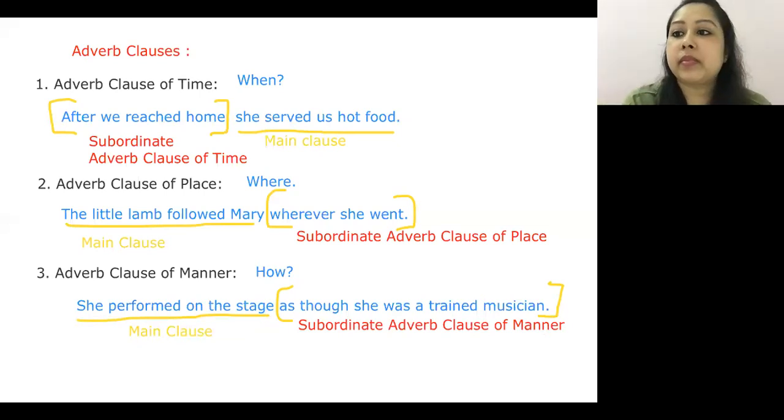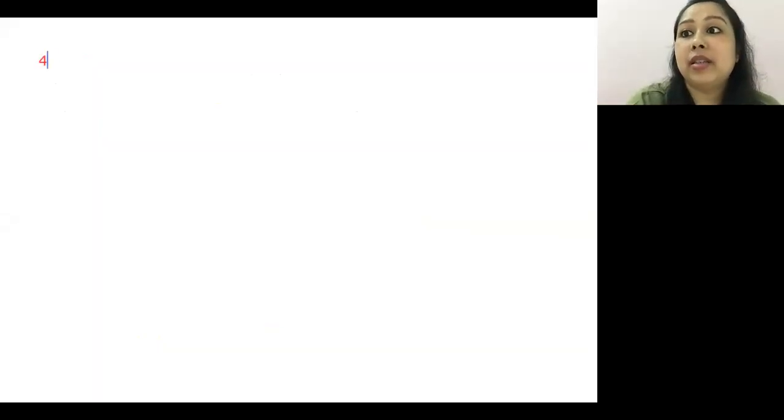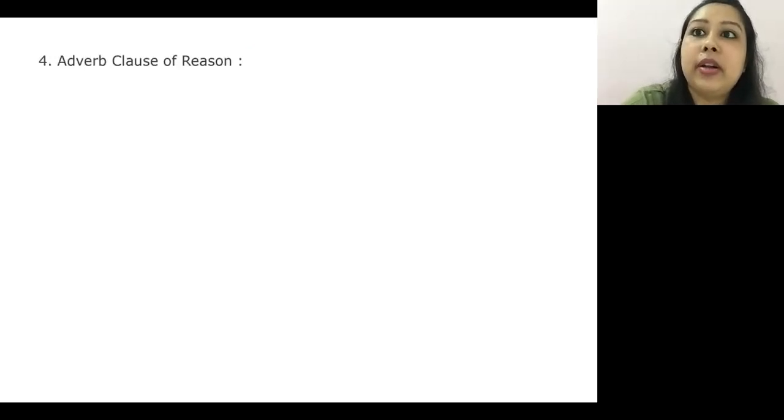Proceeding further. Fourth one. Now this is very easy. Adverb clause of reason. Now when you say reason, you would be asking a question why, so as to get a reason in return. So definitely here we have why.